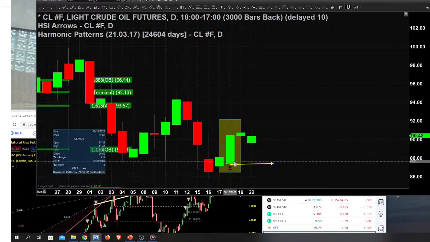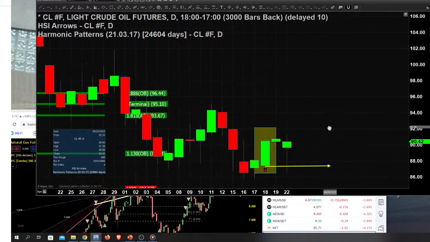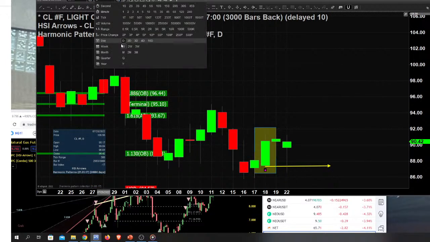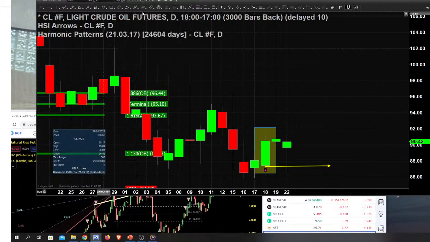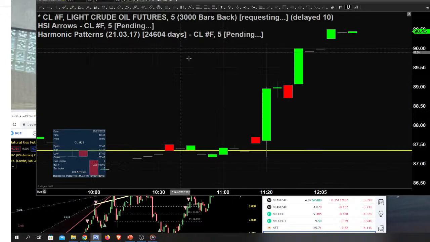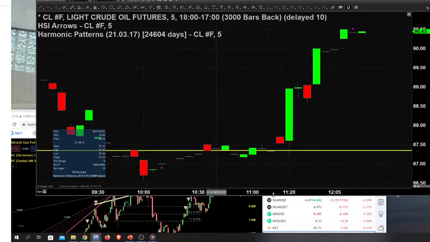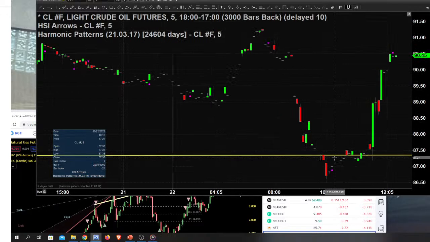What was the exact low? 87.39. So a fairly substantial event, think of it that way. A harmonic event happened this morning on crude oil. 87.39 was retested, held, we're rallying. Look at that. There's your crude oil futures. There's our 87.39.